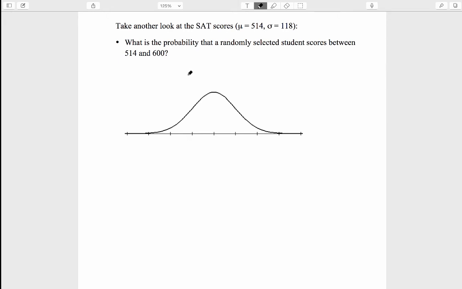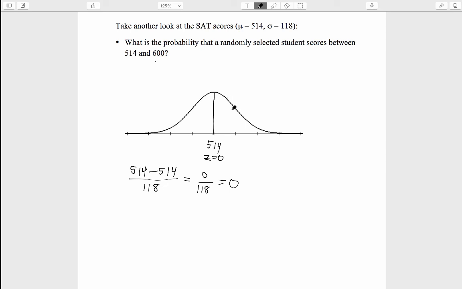Using this idea of z-score, let's take another look at the SAT scores, whose mean was 514 and whose standard deviation was 118. What is the probability that a randomly selected student scores between 514 and 600? This point in the middle right here, that is the mean. And the mean is 514. The z-score for 514 is computed as score minus the mean divided by the standard deviation. That's just a fancy way of saying 0 over 118, which is 0. Thus, a student who receives 514 points has a z-score of 0. That's just another way of saying that that student scored right at the mean.